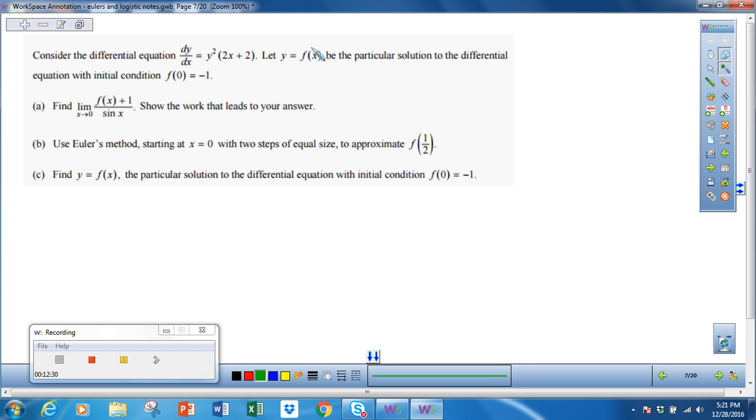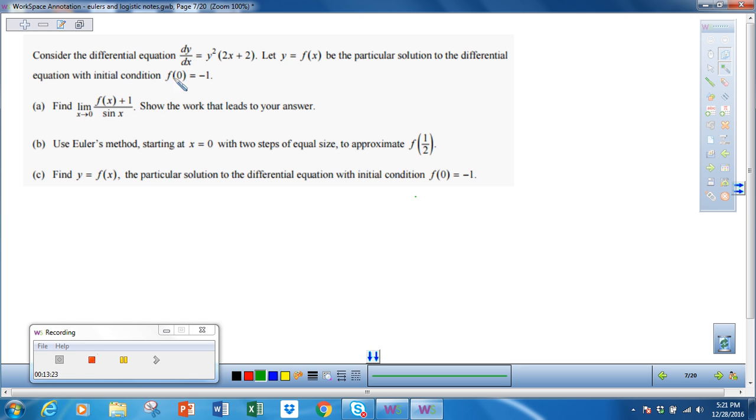Now, I don't really need to know what f of x is. Let me just give you a hint. Generally, if they don't ask you to find the particular solution, you don't need to find the particular solution to find that answer. Now, in C, we will have to find the particular solution. But I noticed on your last test, a lot of you found the particular solution in A, which was fine because you ended up having to do it anyway. But that is unnecessary for this. It gives you enough information to do this problem.